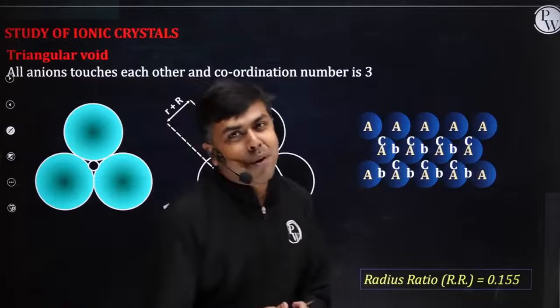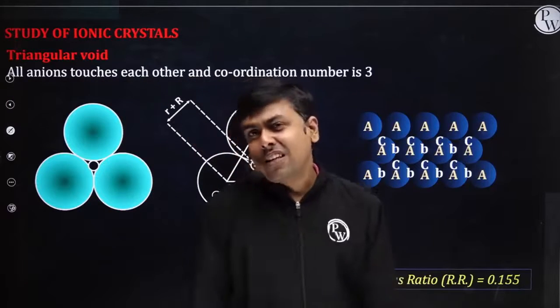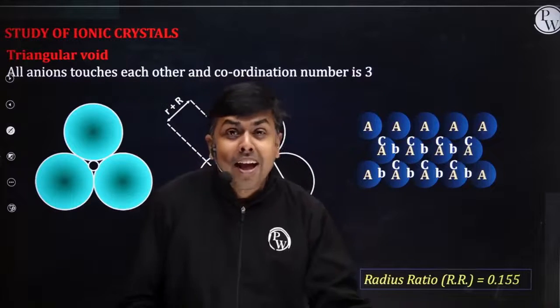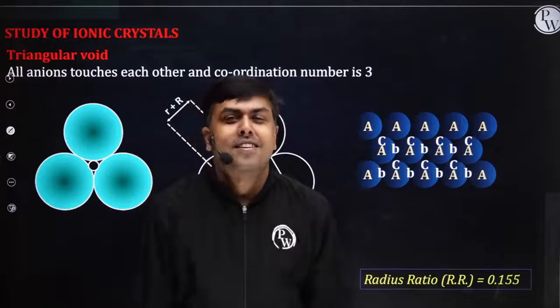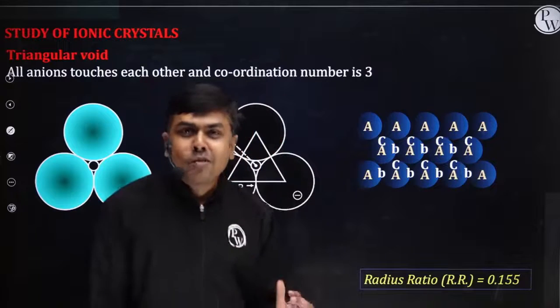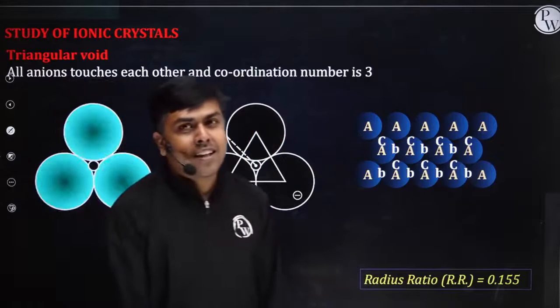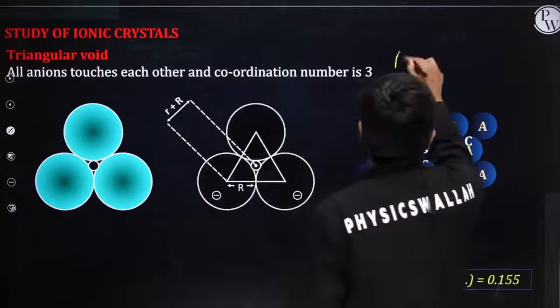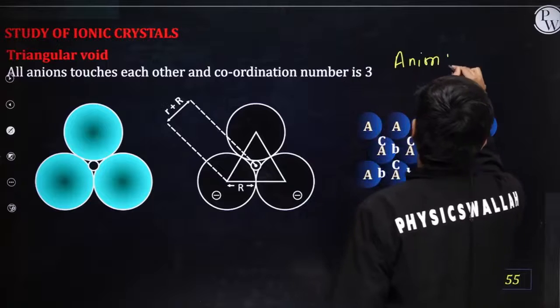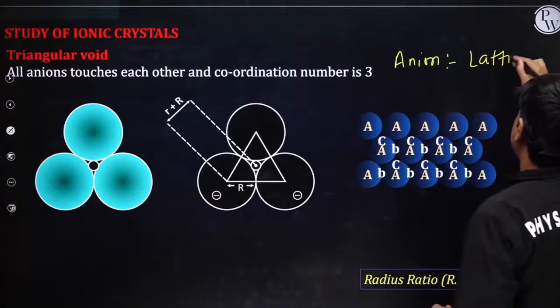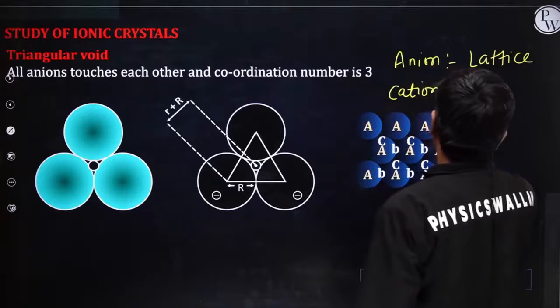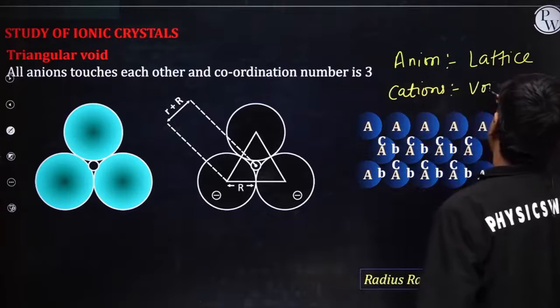Now let's talk about ionic crystals. In ionic crystals, we'll have the constituent particles as ions, cations and anions. Which one is larger in size? Anion. So size of anion is greater than the size of cation. So student, in general, the anion will occupy the lattice sites, whereas cations will be placed in the voids.